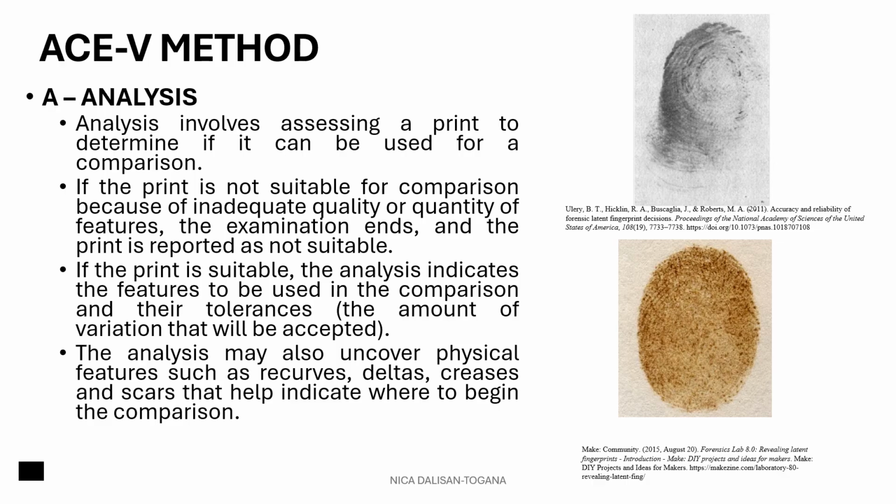If the fingerprint is clear and usable, the analysis identifies key features that can be compared to another print. It also notes the allowable differences, tolerances, in how these features might appear, like slight changes in angle or spacing due to print quality. This helps guide the examiner on what specific details to focus on in the comparison and what minor variations to expect.